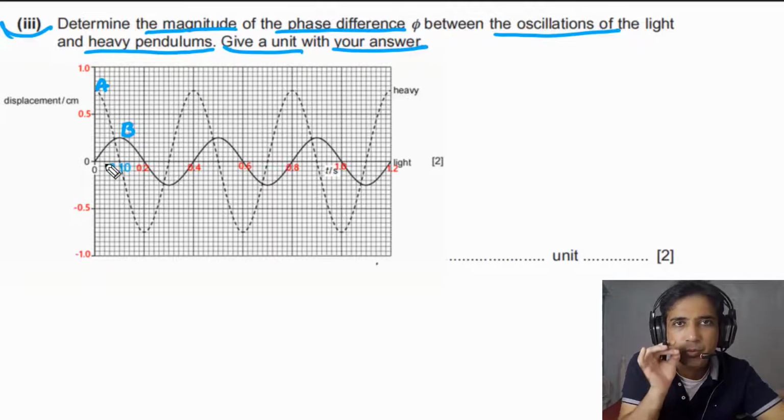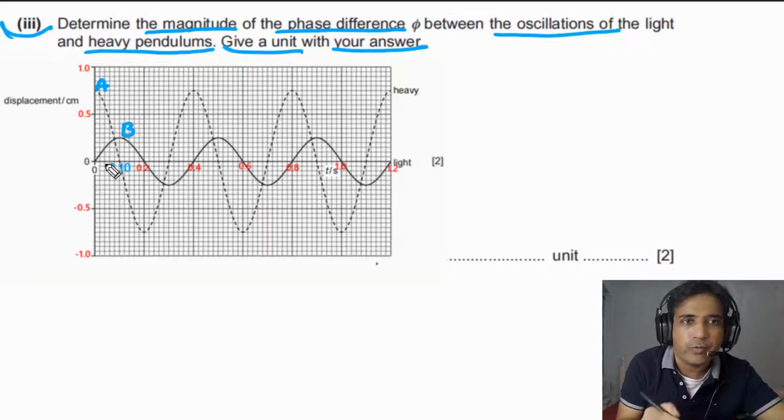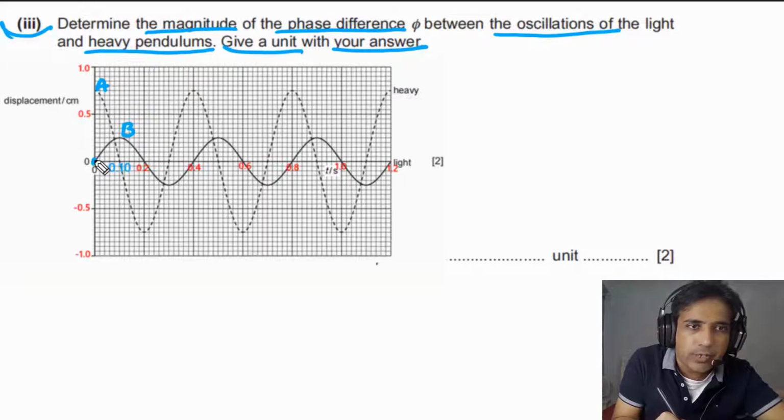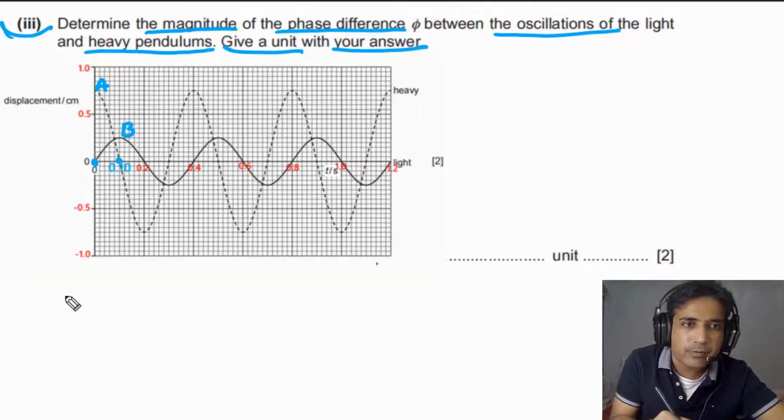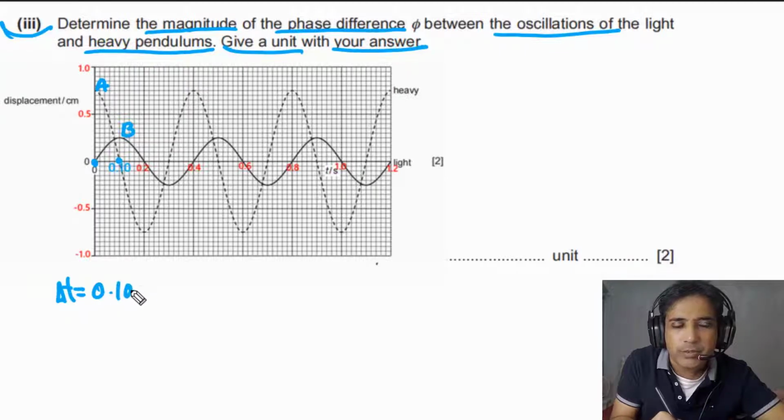Now we need to take 2 same points on these 2 waves. Let's say we take this point on wave B. So the same point on wave A will be this one. And we need to find the time difference between these 2. So the time difference, I can say delta T between these 2 waves is equal to 0.10 seconds. And the time period we have is equal to 0.40 seconds.